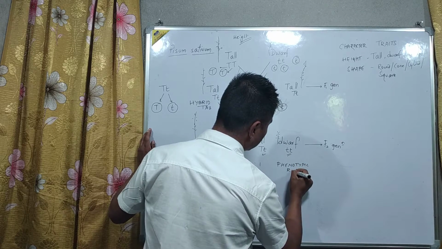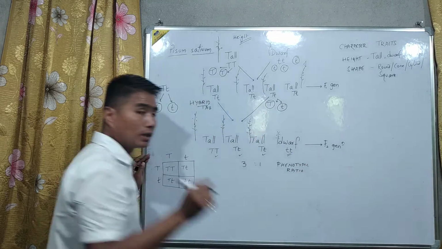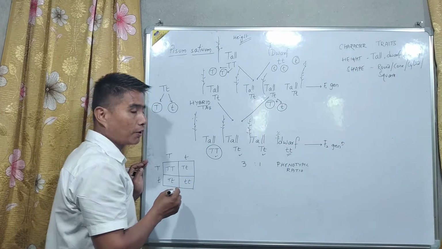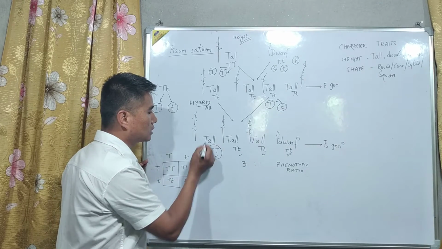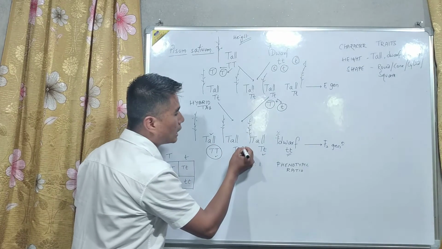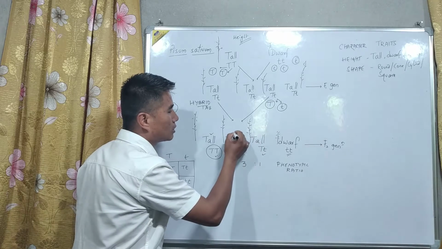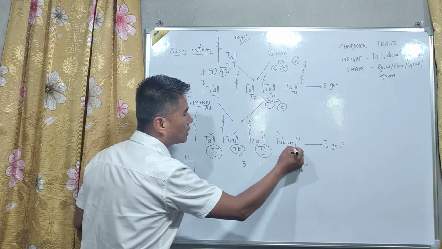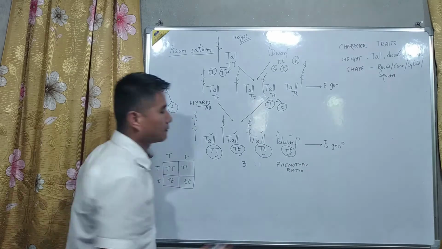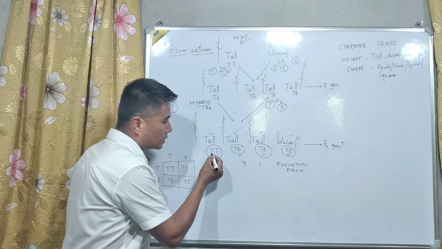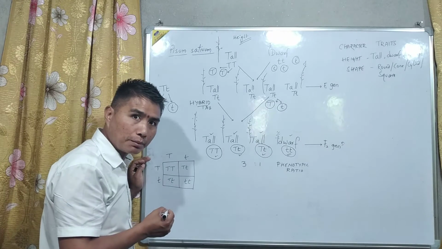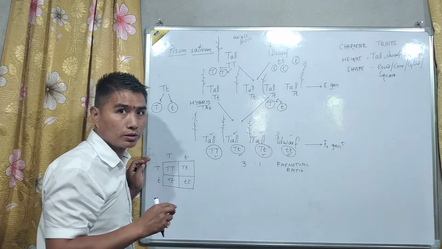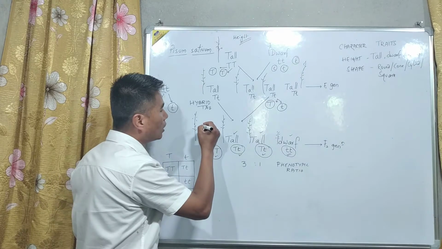Phenotypic ratio. Try to understand, the phenotypic character of this combination is tall. The phenotypic character of this combination is also tall. The phenotypic character of this combination is also tall. The phenotypic character of this combination is dwarf. So that means T and T is the genotype, and this combination gives a character which is called tall. That is the phenotype. So tall is the phenotype.